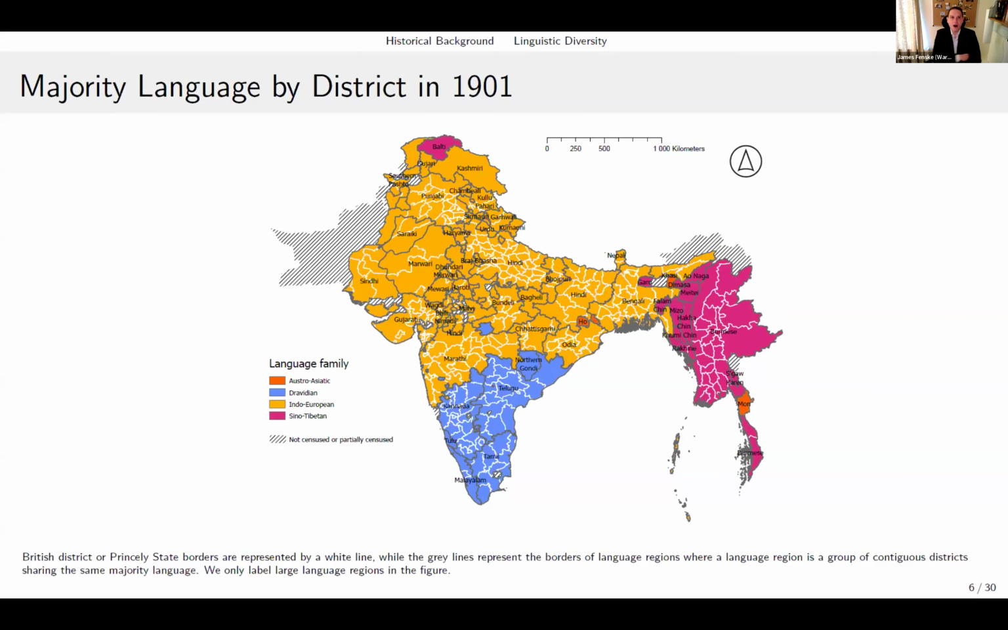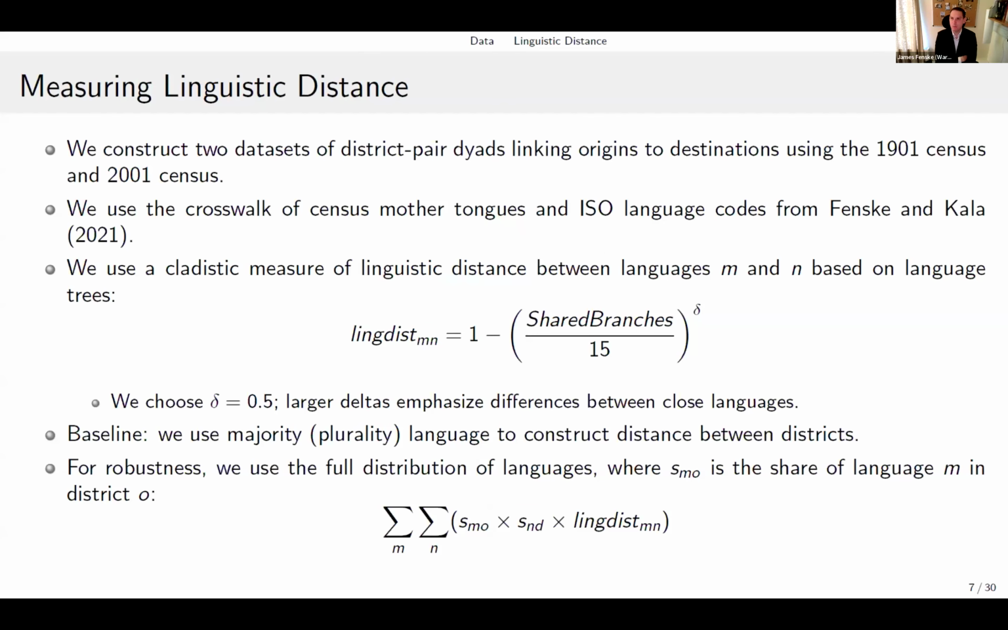So how are we going to measure differences between districts in the languages that they speak? What we're going to start off with is a free-form list of languages from the 1901 census. These are going to have names like Canarese instead of Kannada. And so we're going to have to crosswalk those to standardized codes that give standardized names to languages. Namrata Kala and I did this in a paper a few years ago where we were looking at market integration.